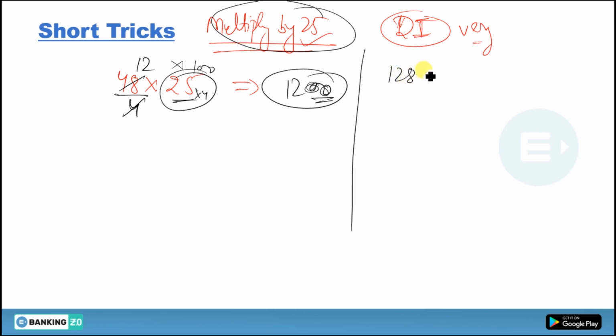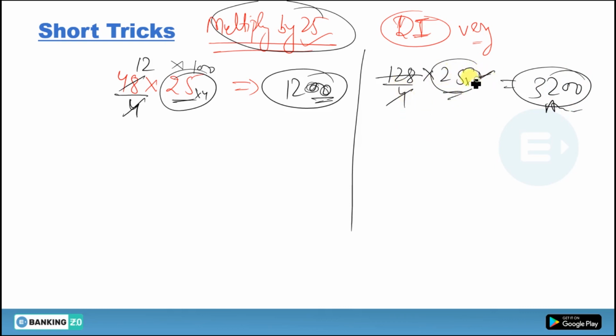See one more. 128 into 25. What are you getting? Just divide 128 by 4, you are getting 32, and then 00. This is the answer. No need to multiply here, just do this calculation in mind. 128 divided by 4, you get 32. Now 32 into 100, you get 3200.